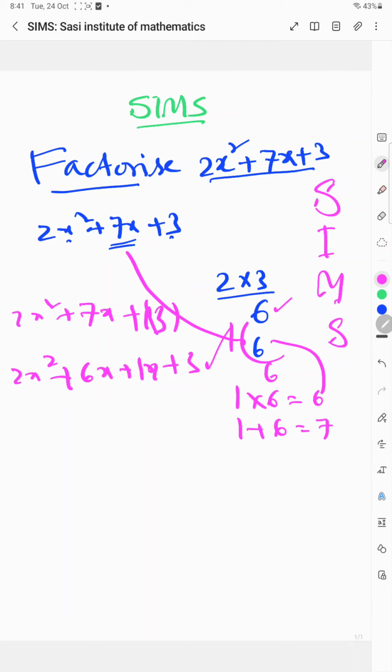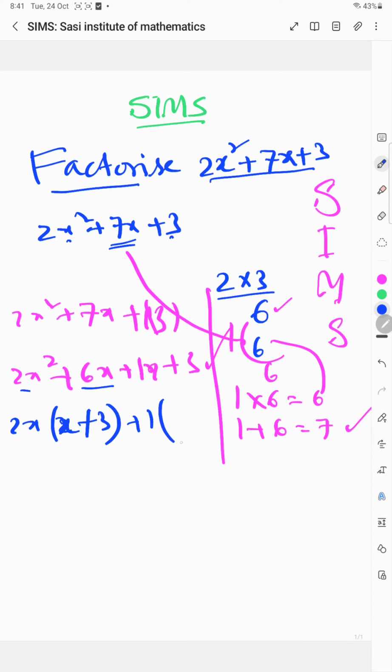Adjustable: 1 plus 6 is 7. So that's why you can adjust it. Now 2x is common, both have 2x. So taking 2x common, only x is left, and 2 into 3 is 6, so 6x. Plus 3. Taking 2x common, we get x plus 3.